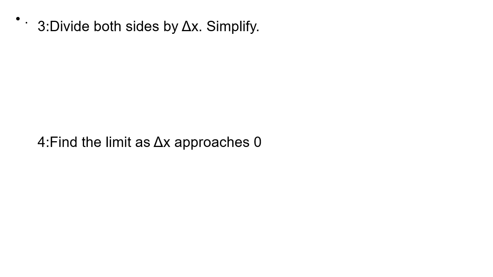So divide both sides by delta x. So delta y over delta x equals 2x delta x plus delta x squared plus 2 delta x, divided by delta x, which is equivalent to 2x plus delta x plus 2.